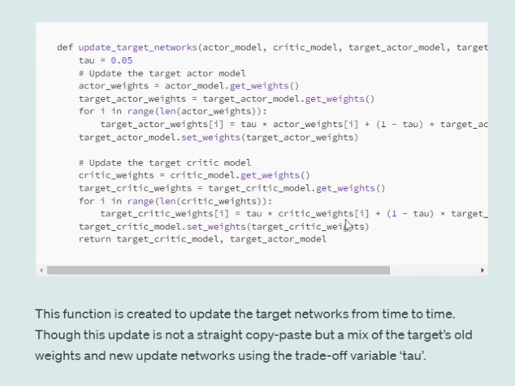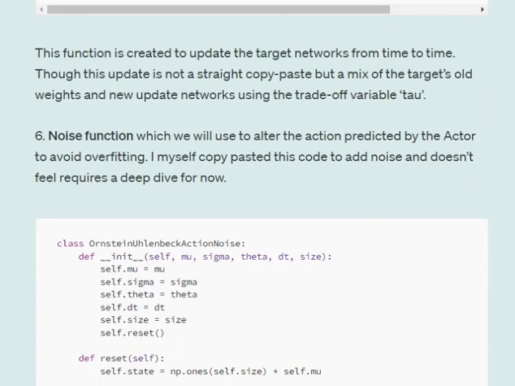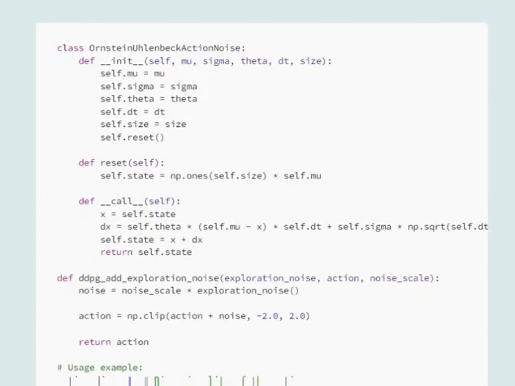Tau into critique weights plus 1 minus tau into target critique weights. Now we have also introduced a noise function. Basically, it was mentioned that by adding some noise to the action predicted, we can save the model from overfitting. So this is the noise function that I've simply copy pasted.